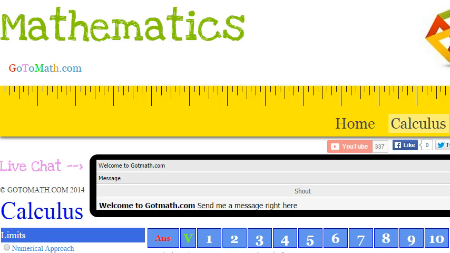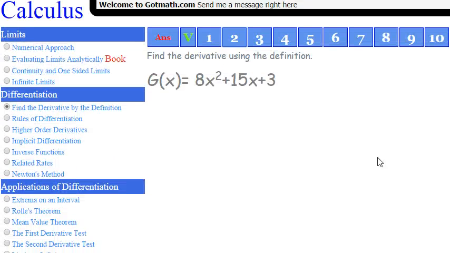Okay, we're here at gotomath.com. We're working some calculus and we're under finding the derivative by the definition. This is the section here that we're in, right here. Alright, so let's move over to the whiteboard before we run out of time.